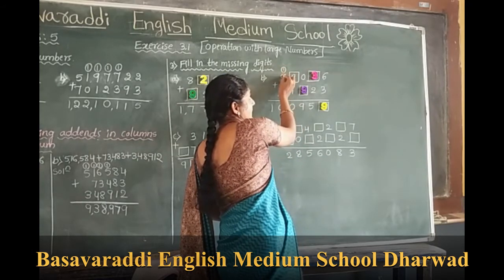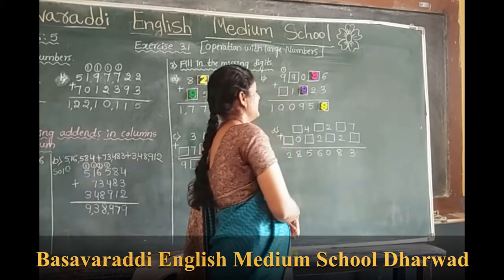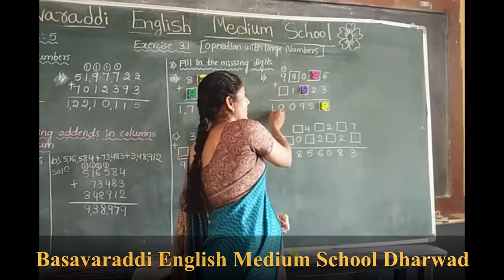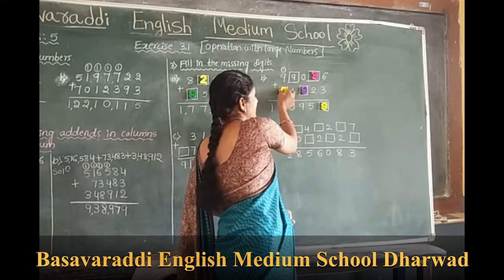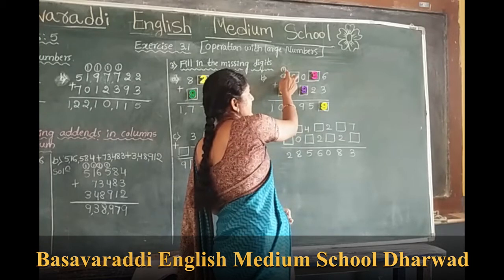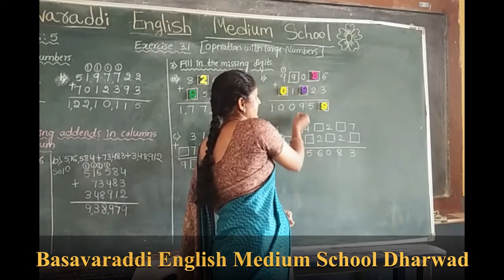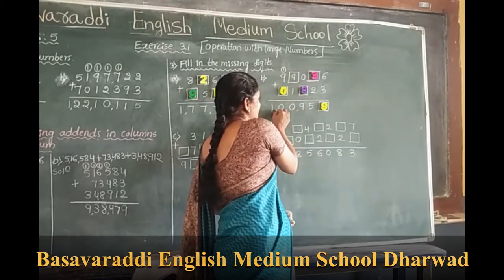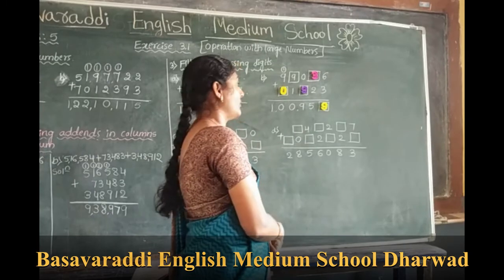Next, 1 plus 9 is 10. Okay, in the addition, in the answer, the 10 already there. So we have to put the 0 there. 9 plus 1 is 10. 10 plus 0 is 10 again. Okay, read the number. 1,959.